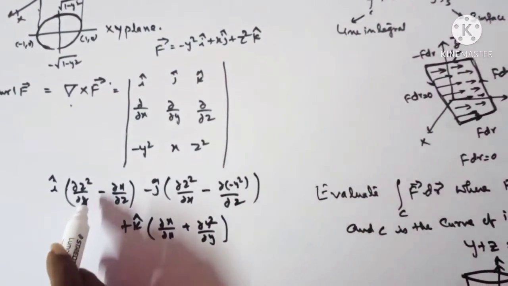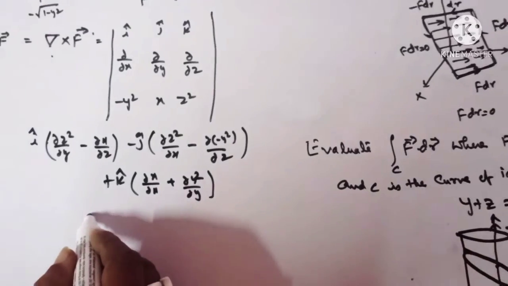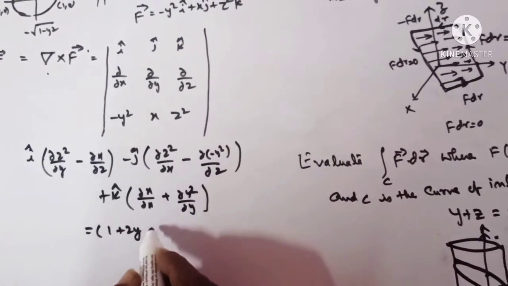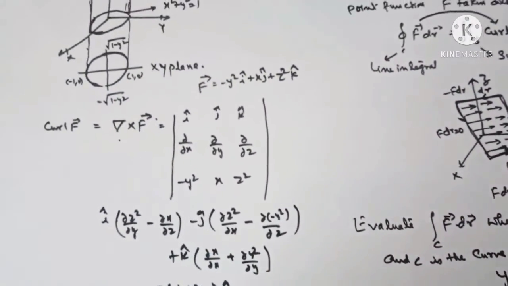So here you see all these are zeros, and the only thing left with you is 1 plus 2y k cap. So curl of f comes out to be this.